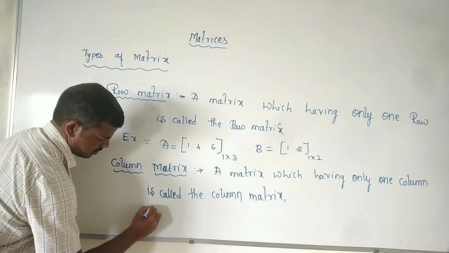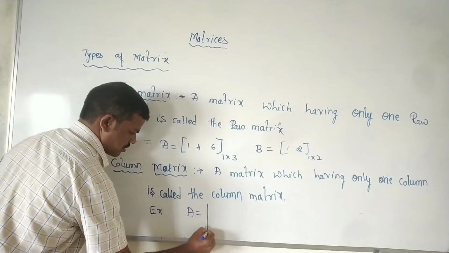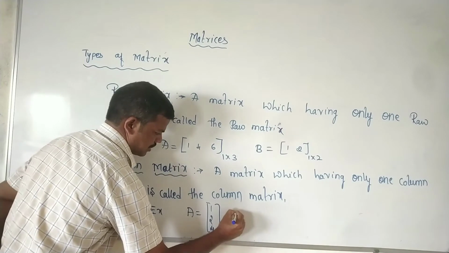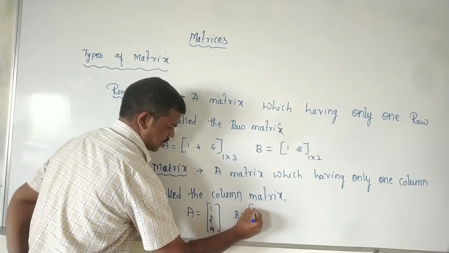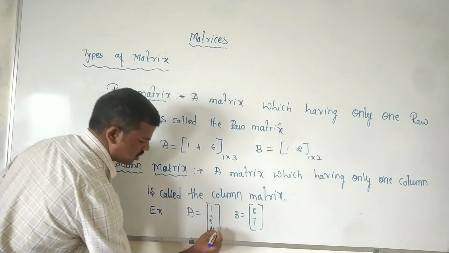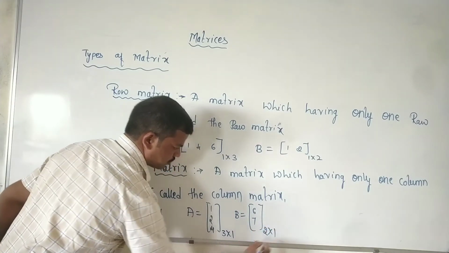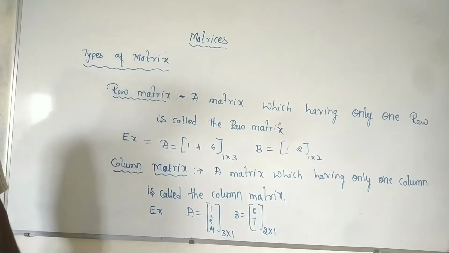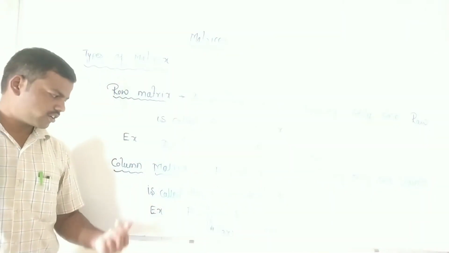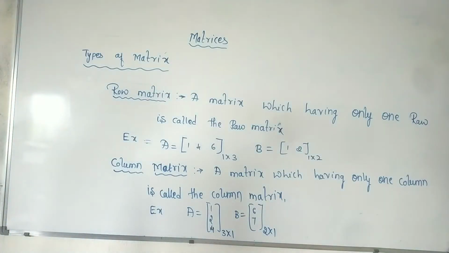Example for the column matrix: A is equal to 1, 2, B is equal to 6, 7. So this is called a column matrix. The order of the column matrix is 3 cross 1, 2 cross 1. So 3 cross 1, 2 cross 1 or n cross 1 is the order of the column matrix.